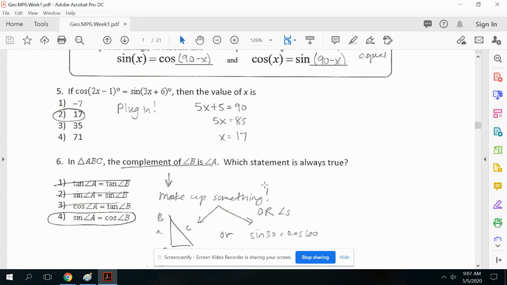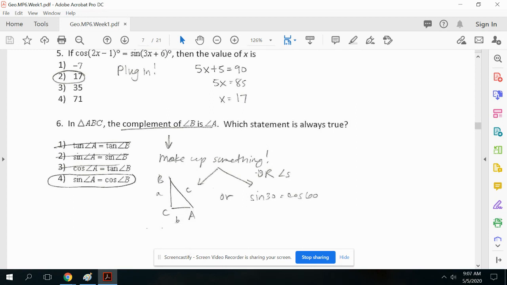This one doesn't have any numbers. Strategies are make something up or look at the angles, or just know this idea that if the angles are complementary, sine of the angle and cosine of its complement will be equal. So different ways to kind of work through that.